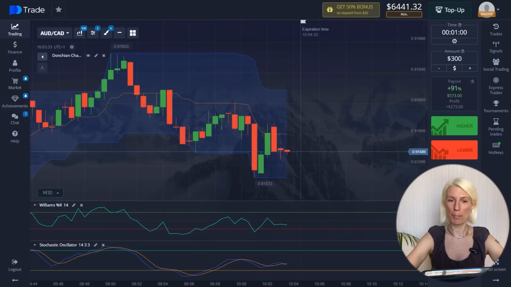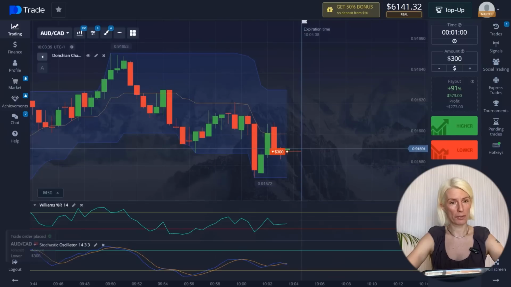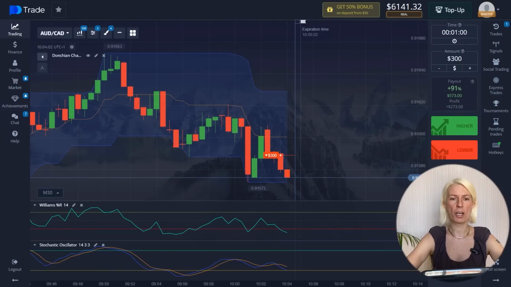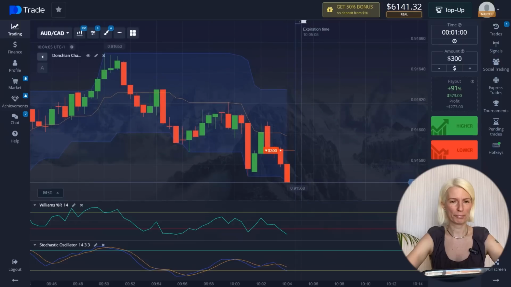Please note that the payout percentage has increased to 91% from 89%. After waiting, I opened a new down trade for 1 minute. The amount is $300. I made this decision based on the price movement, as I said before. After reaching the Donchian indicator line, a price reversal occurs, and in our case, the average line is not yet reached. Therefore, I expect a further decline in the price towards the lower limit of the Donchian indicator.